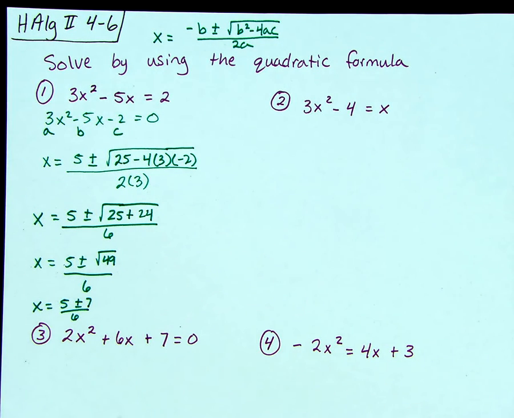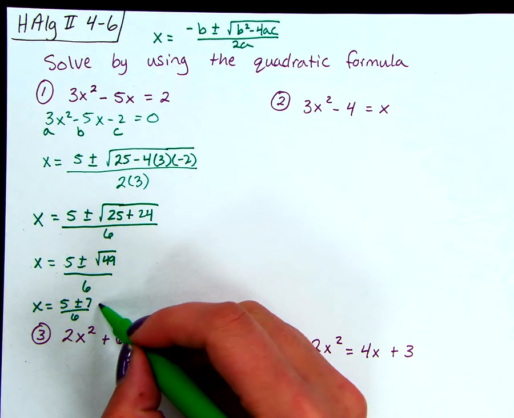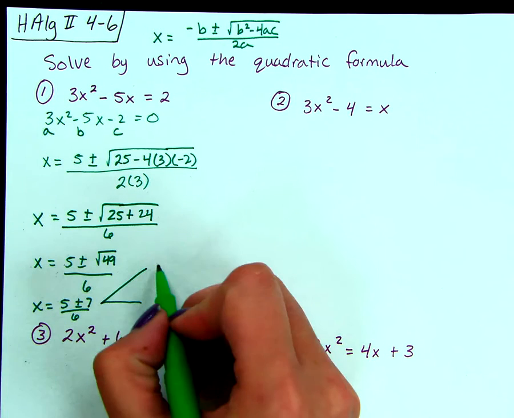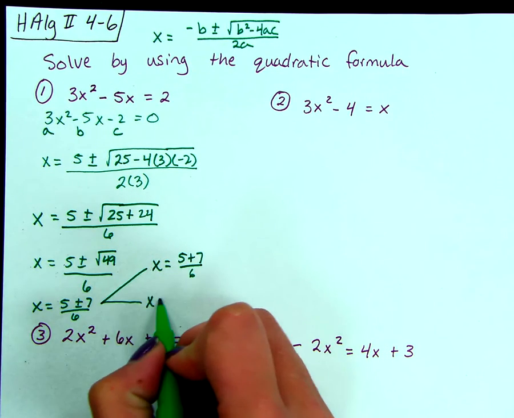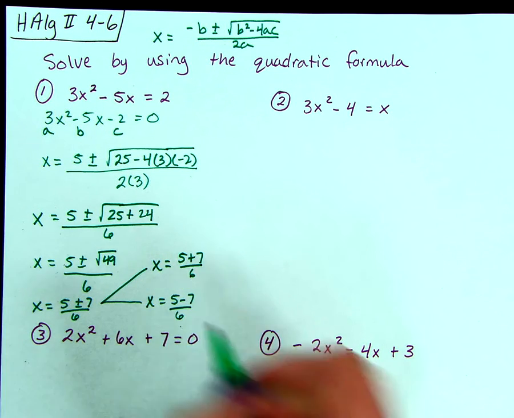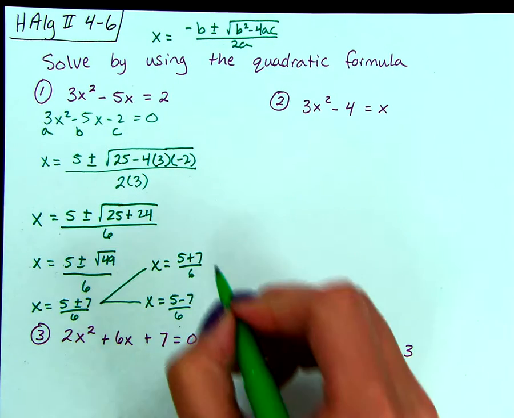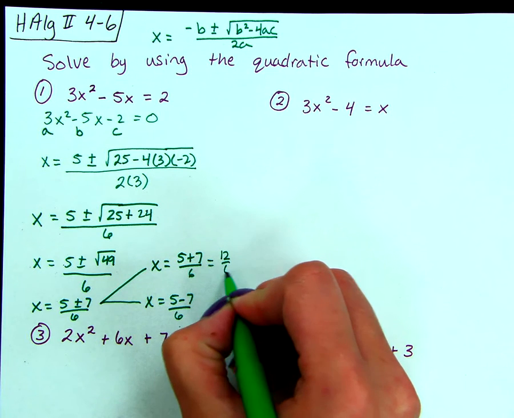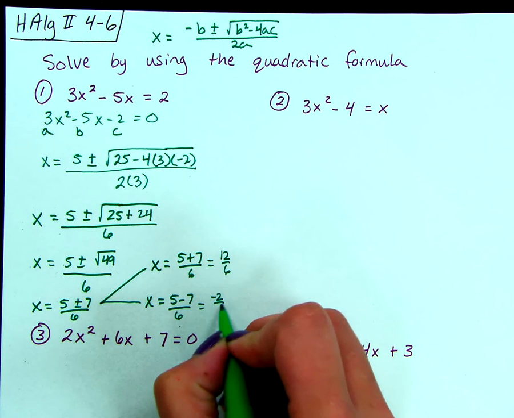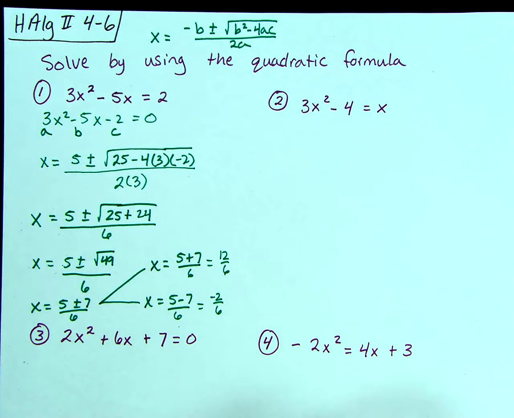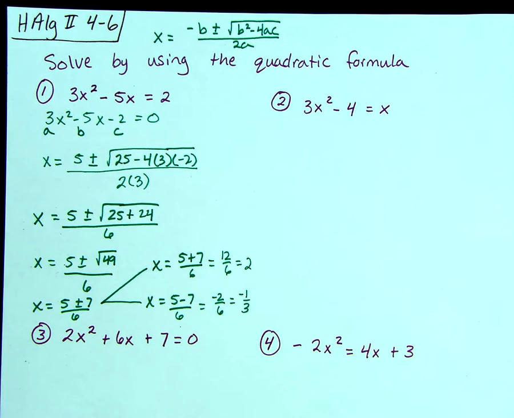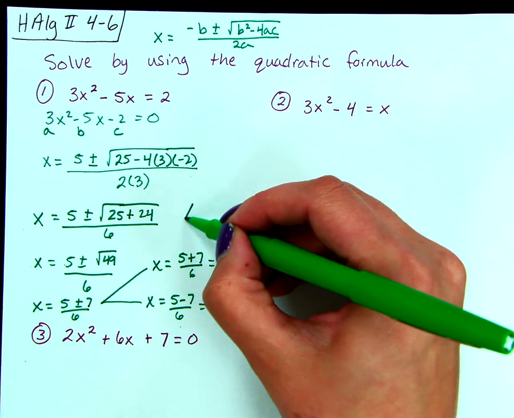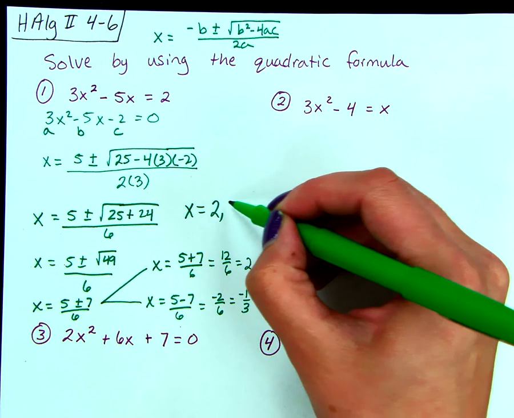And because I no longer have a radical, that means I can continue to simplify. So I'm really going to split this into two problems because of that plus minus. So we have x equals 5 plus 7 divided by 6, and x equals 5 minus 7 divided by 6. Okay. So 5 plus 7 is 12. 5 minus 7 is negative 2, still over 6. And then we just reduce our fractions. So 12 divided by 6 is 2, and this reduces to a negative 1/3. So our two answers, so x equals positive 2 and negative 1/3.